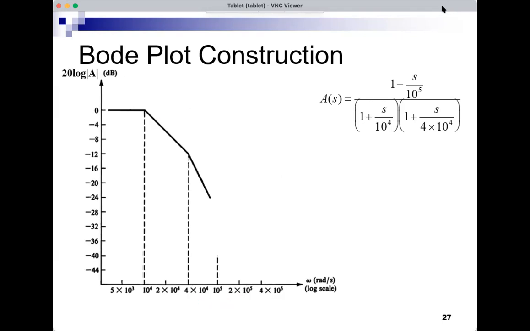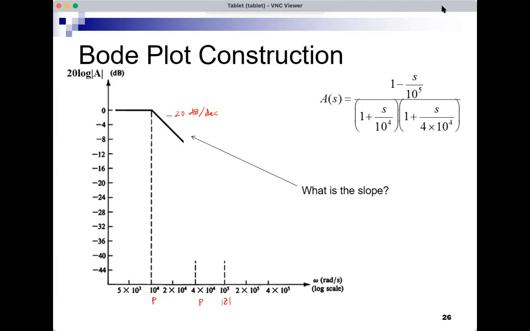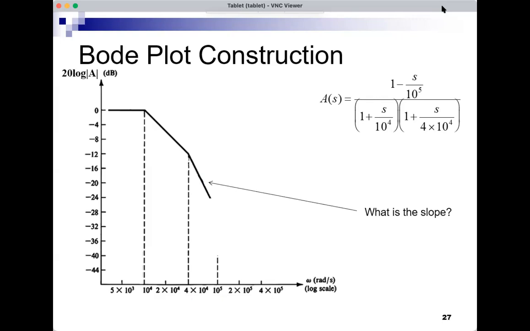So after the second pole, the slope would be whatever the slope was before P2 minus 20 dB per decade. Before P2, the slope was minus 20. And because of P2, I will lose another 20. So the new slope would become minus 20, minus 20. So this is minus 40. So the slope here would be minus 40 dB per decade now.